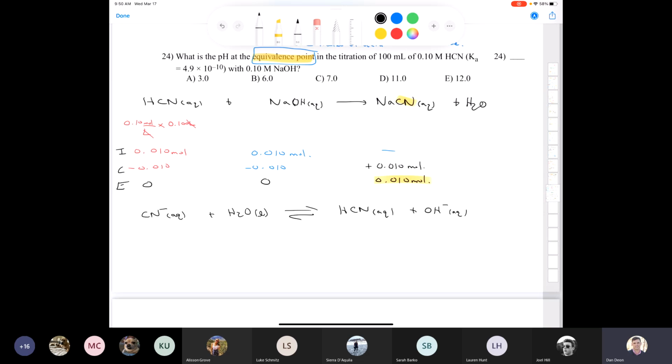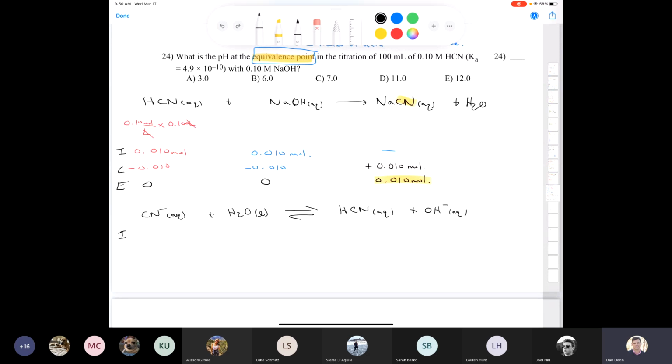But the thing is, what is the initial concentration of the cyanide? We know the number of moles, but what's the total volume? I know that I added 100 milliliters of hydrocyanic acid, but in order for me to add the 0.010 moles of sodium hydroxide, what was the volume that I added? Well, you can probably figure it out in your head since it's the same concentration. It's 100 milliliters as well. So that means the total volume is 200 milliliters.